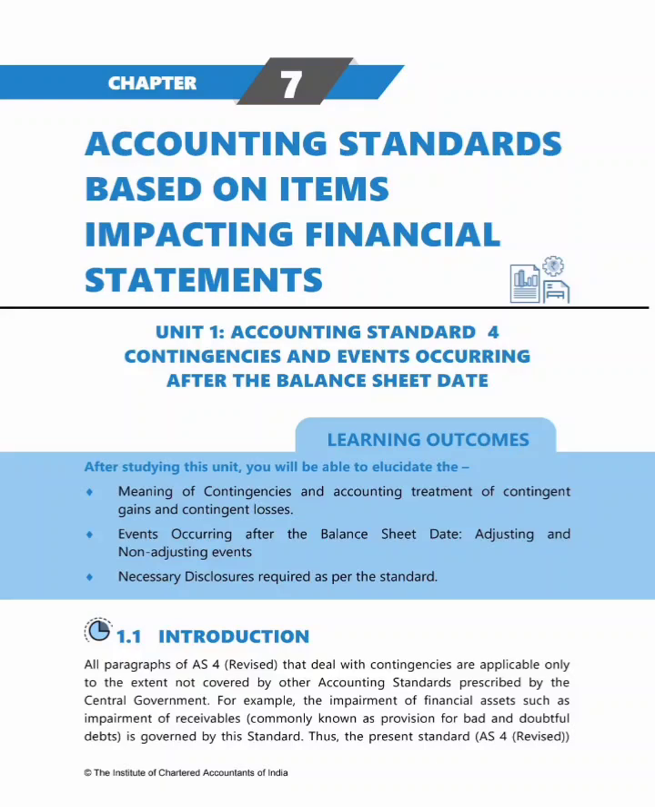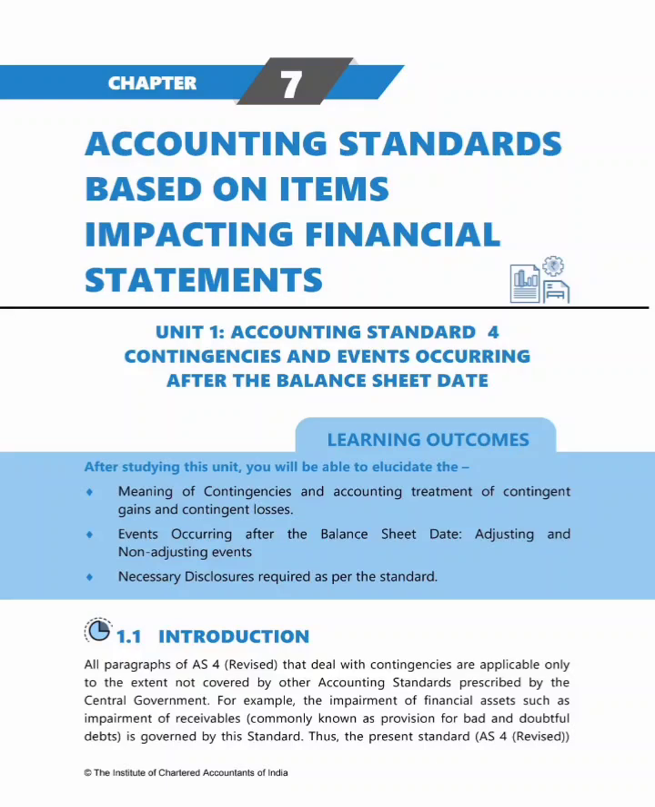Hi everyone. Today we are going to discuss Ind AS 4, which is about contingencies and events occurring after the balance sheet date. In this chapter we are going to cover two topics: contingencies and events occurring after the balance sheet date. First we will start with events occurring after the balance sheet date. So what are events occurring after the balance sheet date?